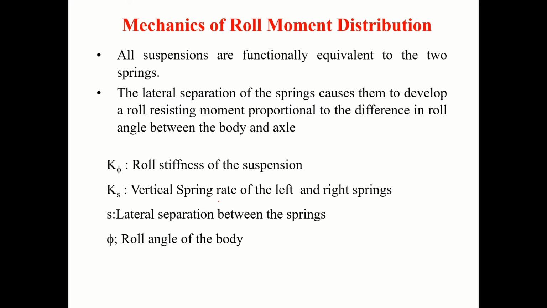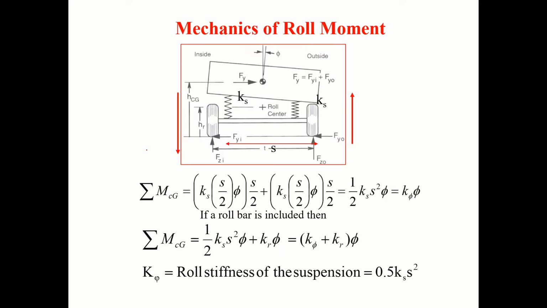So roll moment distribution, I think I have already explained under the roll topic. The vehicle is taking a turn like this. There is a centrifugal force. There is the roll center over here. Now this will roll. Load comes on this spring. This compresses and this stretches. This will offer a resistance in this direction, and this will pull this.